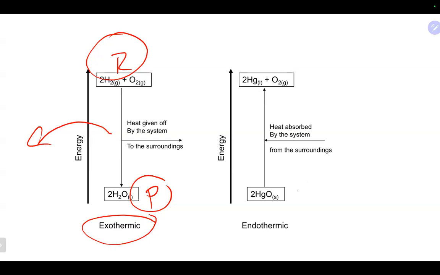And it's opposite over here, decomposition of mercury 2 oxide. That's our reactants. That's our products. So once again, in order for those reactants to get up to the products, energy has to be put in in that situation. And once again, that would tell you that it is an endothermic type process.